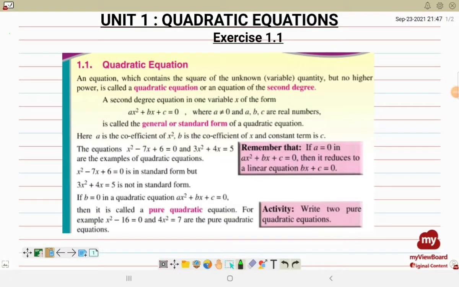We'll start with chapter number 1 of grade 10th mathematics. The name of the chapter is quadratic equation. Before we start exercise 1.1, we'll learn a few definitions. We'll start with the definition of quadratic equation.